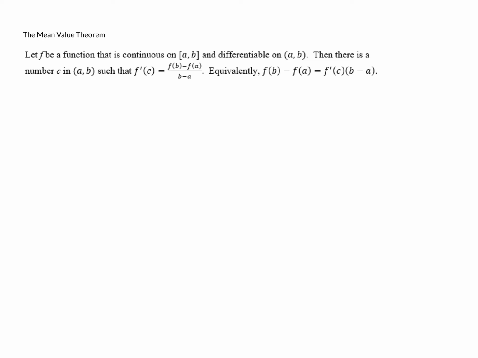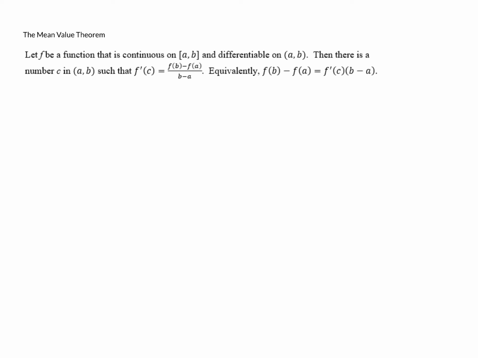If we have that function, then there is a number c in between a and b such that f prime of c is equal to f of b minus f of a over b minus a. And we can multiply both sides by b minus a to get an equivalent statement. f of b minus f of a is equal to f prime of c times b minus a.